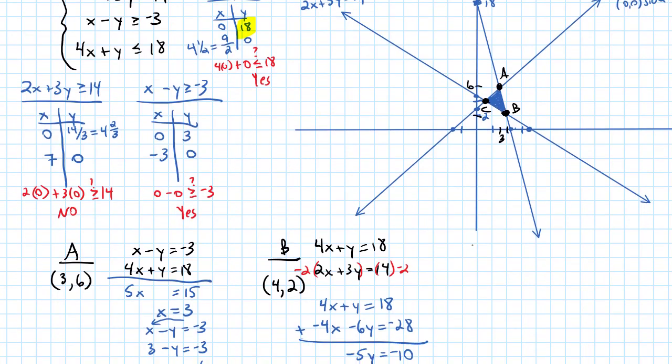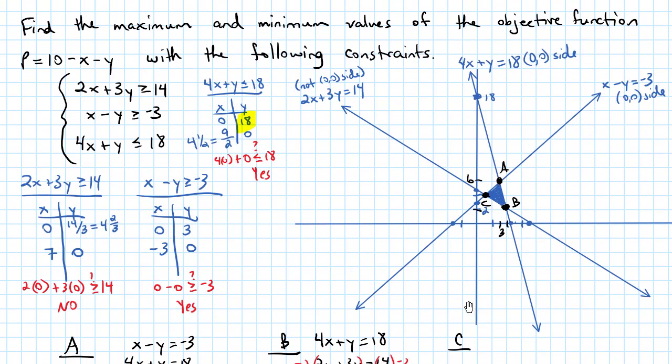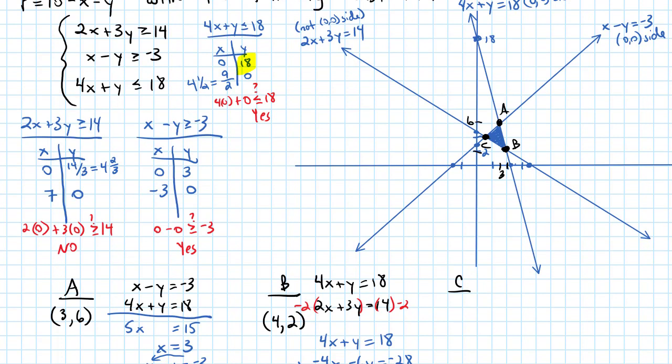All right, last we have to do vertex C. Vertex C is this point right here, which is where 2x plus 3y equals 14 intersects x minus y equals negative 3. So let's solve that system. So we have 2x plus 3y equals 14, and we have x minus y equals negative 3.